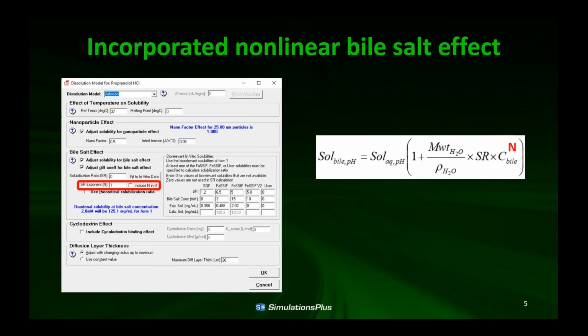You could also check whether you want to include this in the fit. If you include this in the fit, the program will use your input biorelevant solubility to fit both the solubilization ratio and this exponent term. Since now you are fitting 2 parameters, the model will make sure you have at least 2 biorelevant solubility inputs. Otherwise, you could only fit 1 parameter. If you set this exponent value equal to 1, then this will be a linear model.